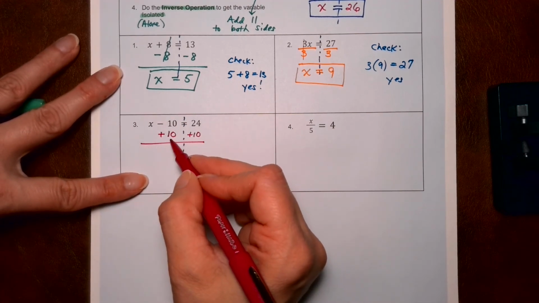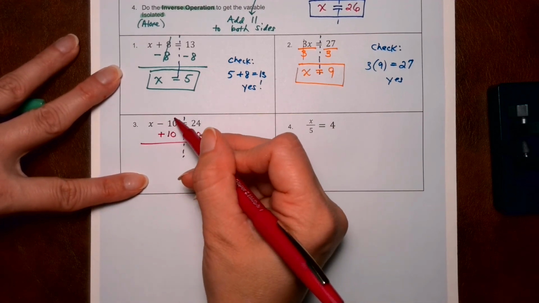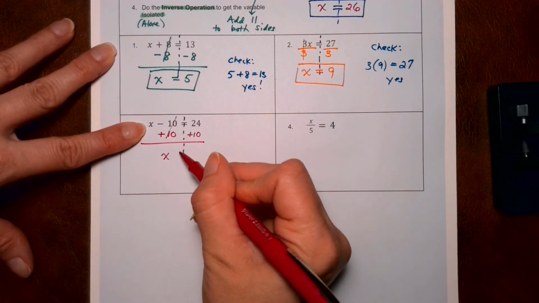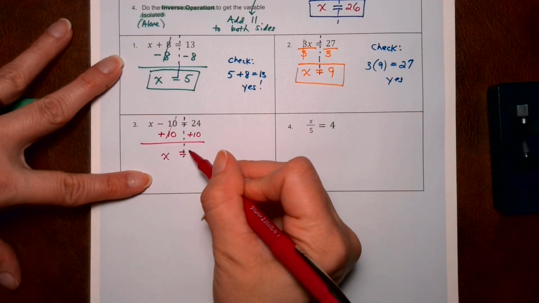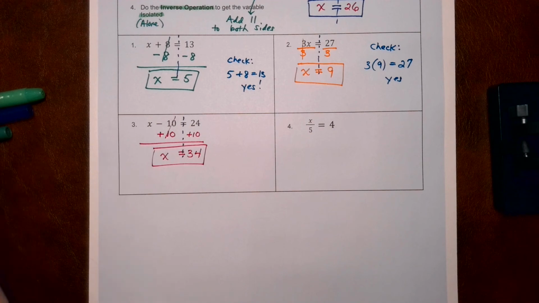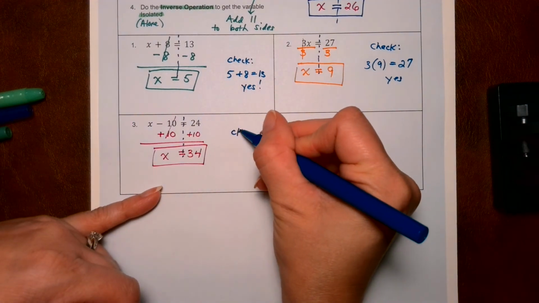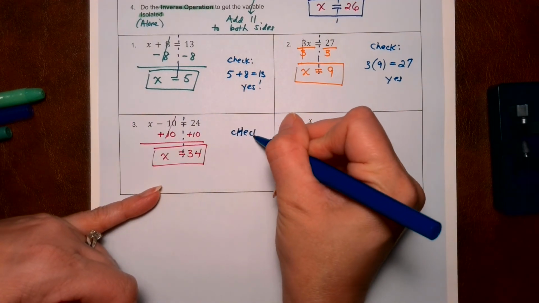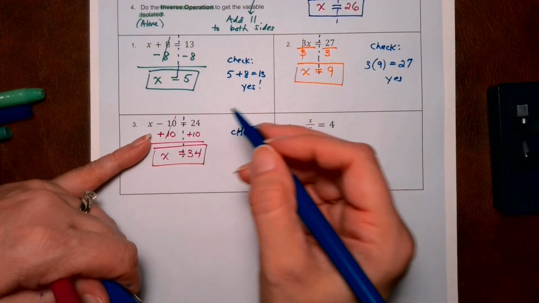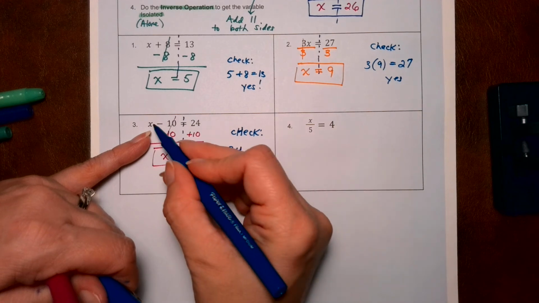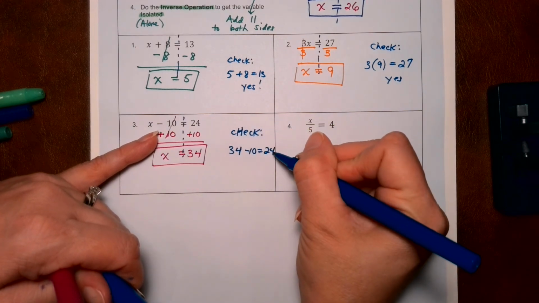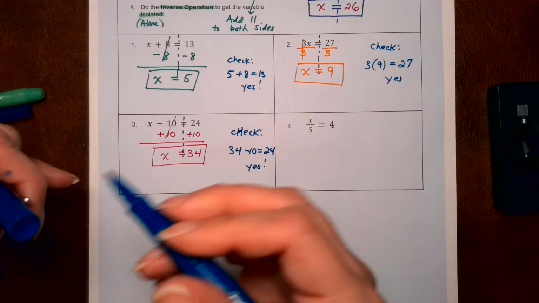Okay. Negative 10, positive 10, that should cancel out. And what do we have left? Our x equals 34. Okay, let's go ahead and check. Make sure this works. I think the number for x is 34. Let's put it right there and see. Does the number 34 minus 10 make 24? Yes, yes, we got it right.